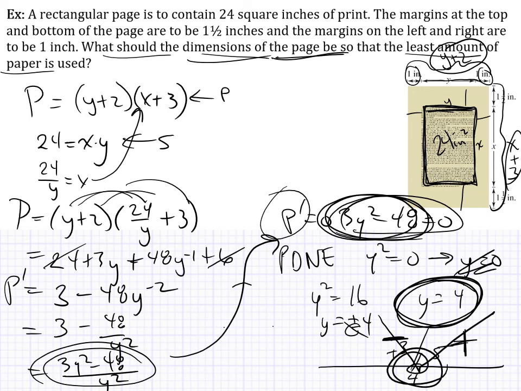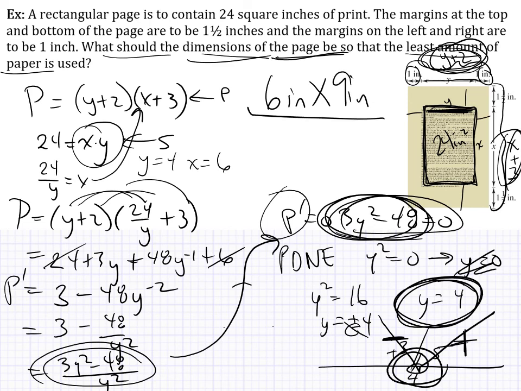What dimensions should the page be? Well, the y value should be 4. If x times y is 24, since y is 4, that tells me x has to be 6. Again, that still doesn't give me the dimensions of the page, because the page is y plus 2 by x plus 3. So the dimensions of the page would be y plus 2, so that'll be 6 inches, by x plus 3, which would be 9 inches. So the dimensions of the page would be 6 inches by 9 inches, and that would use the least amount of paper. The area of the page would be at its least and still contain 24 square inches of print.